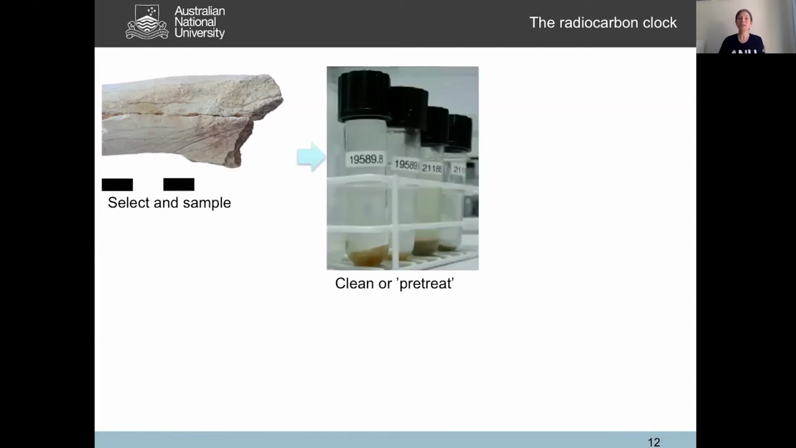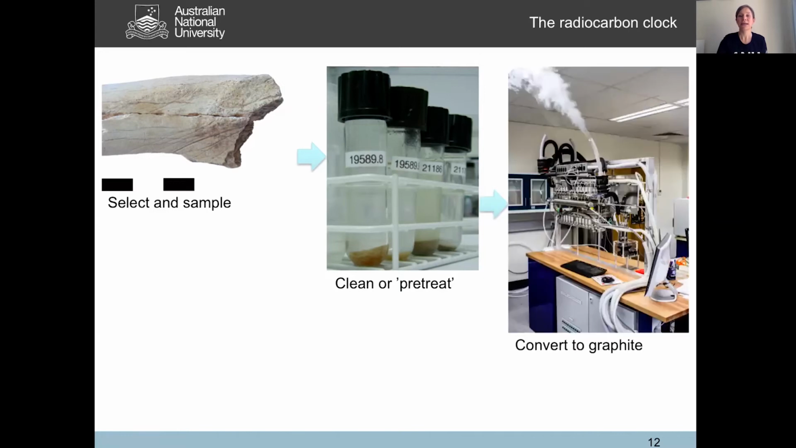Once we've taken our sample, which for bone is normally less than a gram, so it is destructive, but not very destructive, we then need to clean the sample. You can imagine if your bone or your piece of charcoal or your wood has been buried for 40,000 years, it's going to have a huge amount of other stuff in it, and that stuff might well contain carbon. So we go through a cleaning or pre-treatment process.